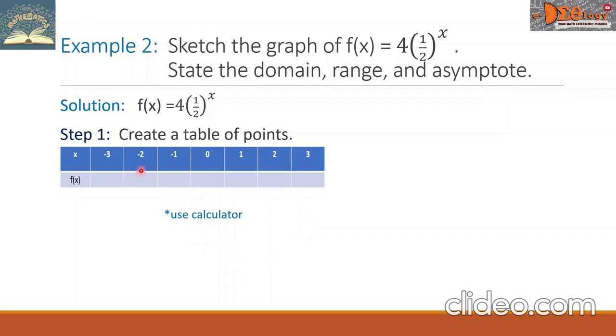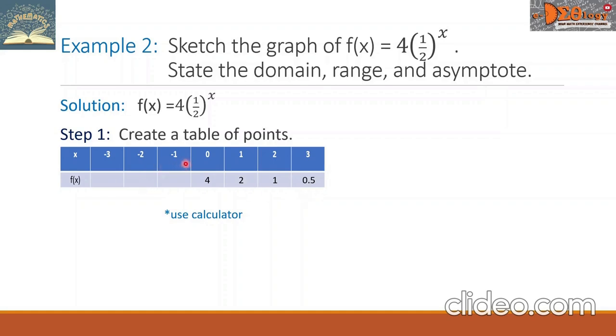Let's begin with when x equals 0, we substitute this 0 to the x here, then we will get the value of f of x. So, the f of x when x is 0 is 4. What about when x is 1? F of x is 2. When x is 2, f of x is 1. When x is 3, f of x is 0.5.